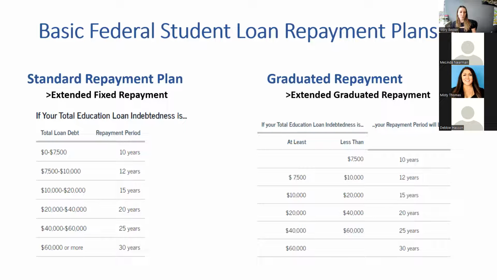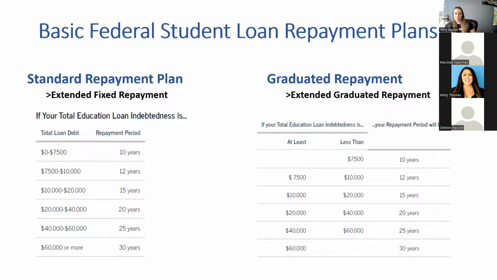Most people fall into the 10-year time frame because, as I had mentioned earlier, when you take out student loans, you end up getting several loans for each term or each semester. So most loans tend to fall under this category of 10 years where they're $7,500 or less. So you may have multiple loans at the same time that you're paying on that are all under $7,500 that each have their own separate payments.